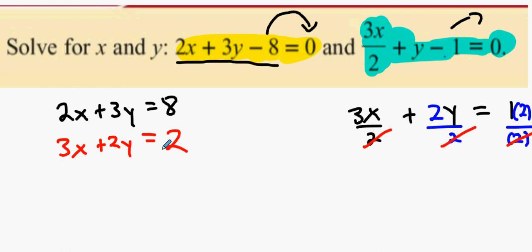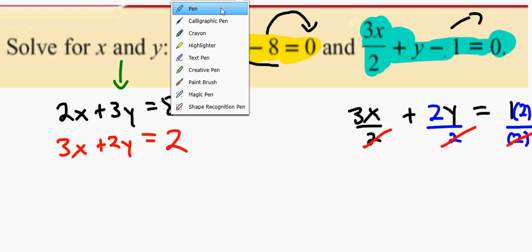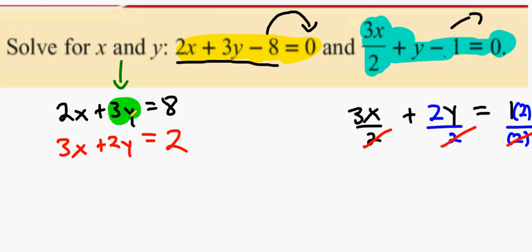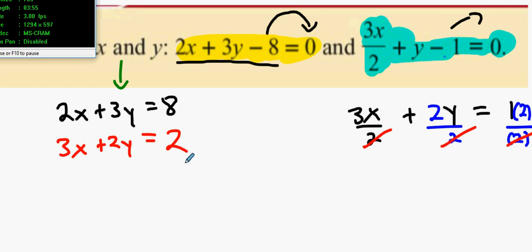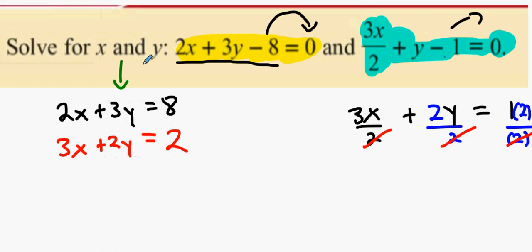We're at the stage where we're trying to get rid of one of the letters. So what we can do here, guys, is we can just choose to get rid of the y's. So you look at 3y and 2y very carefully, and you go, okay, what number would 3y and 2y actually divide into? 6. So we need to turn both of them into 6's. However, we need to turn one of them into a plus 6 and the other one into a minus 6. So we decided that we're going to turn the top one, multiply by plus 2. The bottom one we're going to multiply by minus 3.